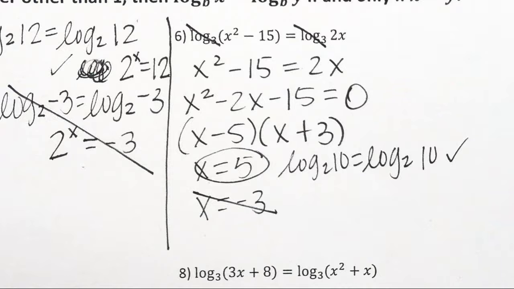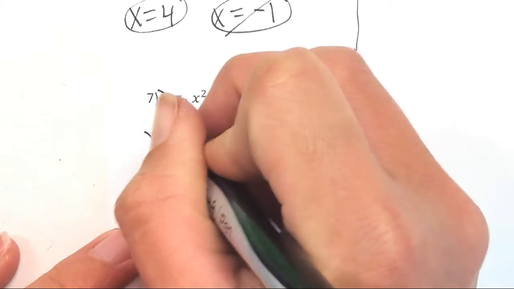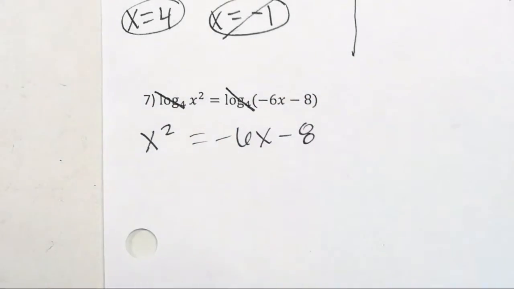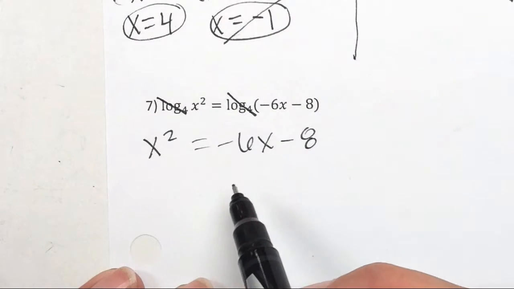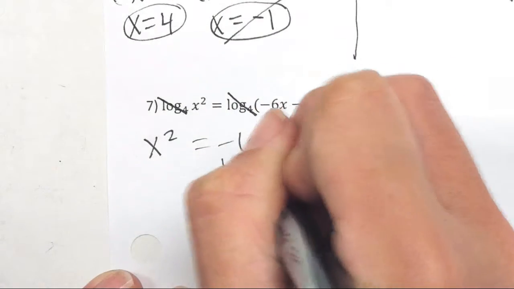Alright, we're going to work one more together, then you're going to do some on your own. So number 7, marking out the logs because they have the same base, we have x squared equals negative 6x minus 8. Does it matter which one I move? No. Which would be less work, moving the x squared or moving the negative 6x and the negative 8? It's better to move these two, because if you move the x squared to the other side, you'll have to multiply the whole equation by negative 1. We don't want a to be negative. So we add 6x and add 8 to both sides.